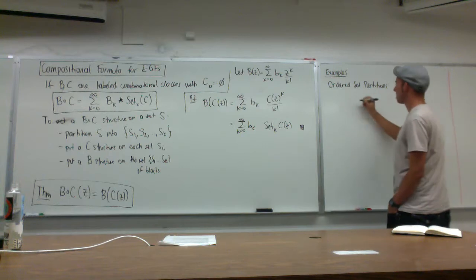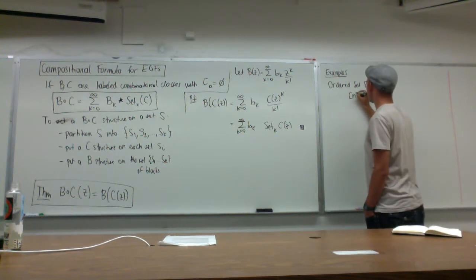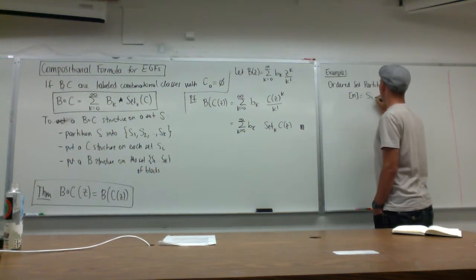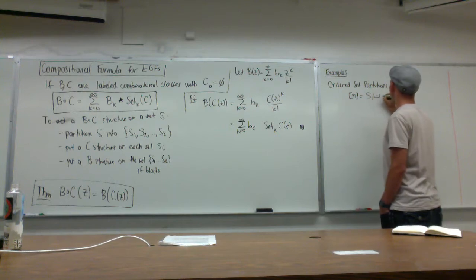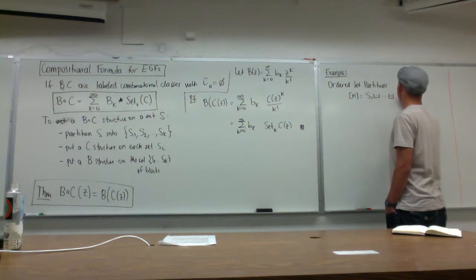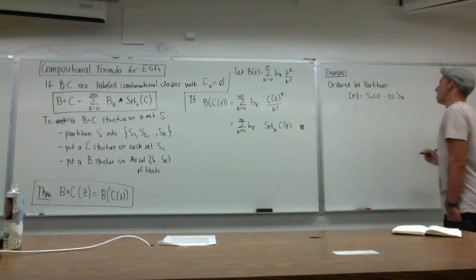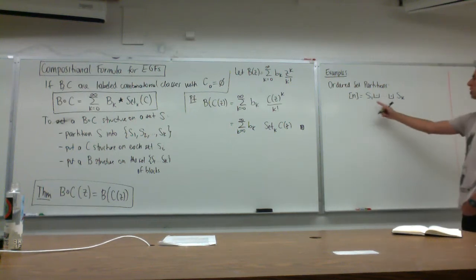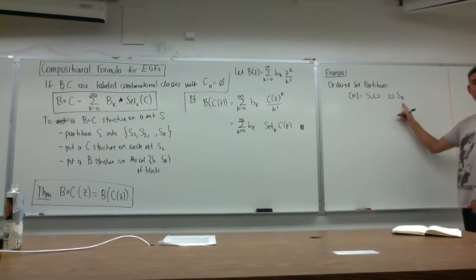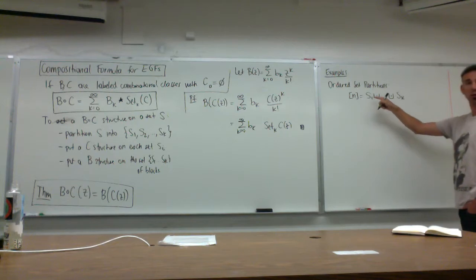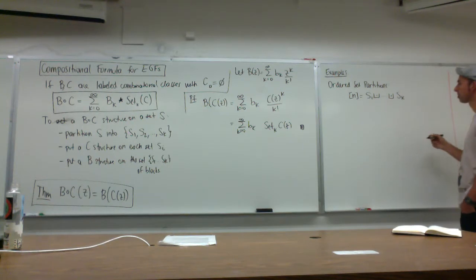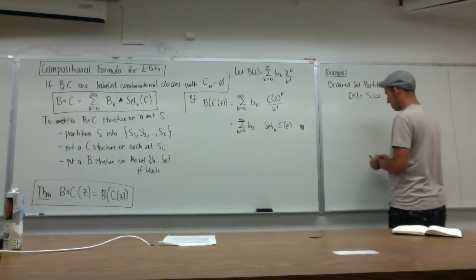So what's an ordered set partition? It's a way of writing a set N as a disjoint union of k sets, and these sets are ordered. Okay? So I care about who is S1, who is S2, etc. These guys are ordered.